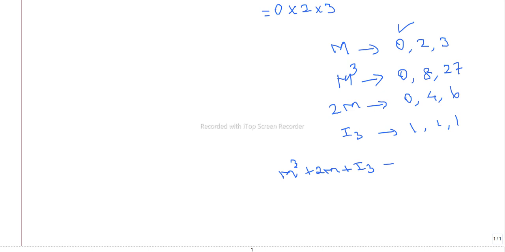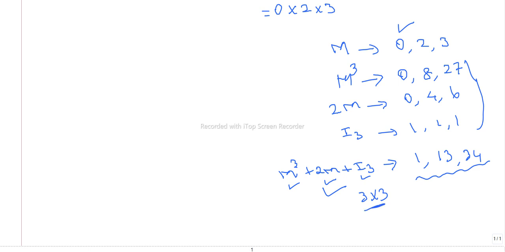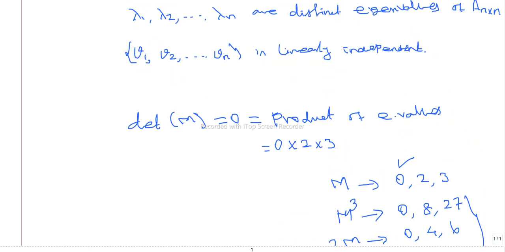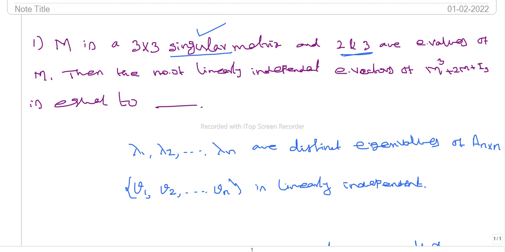Now the eigenvalues of M cube plus 2M plus the identity matrix are found by just summing these three numbers term by term. Therefore we get 1, 13 and 34. These are the eigenvalues of this matrix. If you compute it, you will get a 3 by 3 matrix, because M cube is 3 by 3, 2M is 3 by 3, and the identity matrix is also 3 by 3. So in a 3 by 3 matrix where all the eigenvalues are distinct, the corresponding eigenvectors are linearly independent. So the maximum you will get is 3 linearly independent eigenvectors. Therefore the number of linearly independent eigenvectors of this matrix is 3.